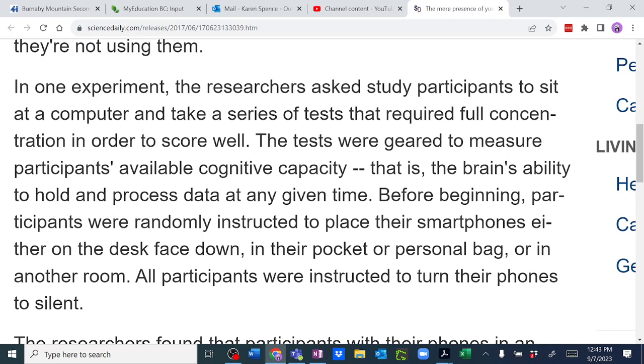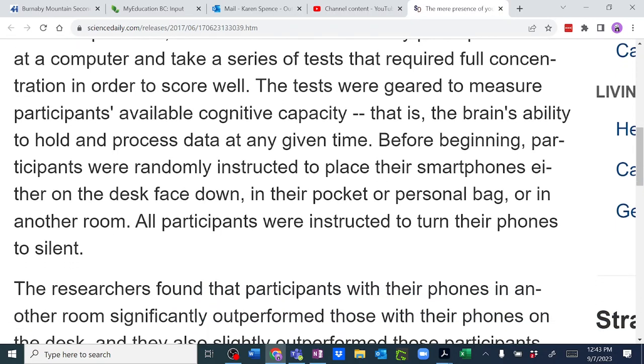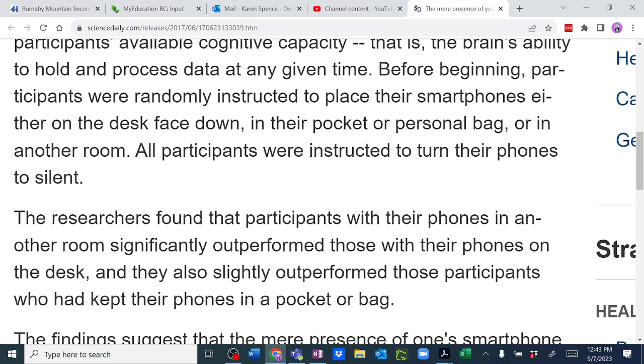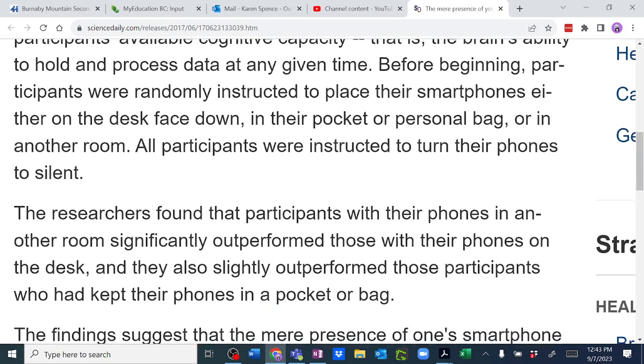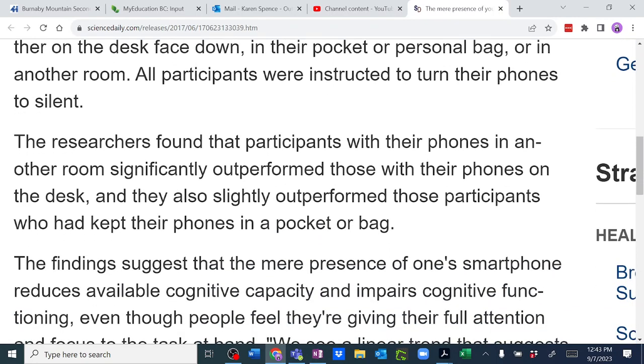Before beginning, participants put their phone either on the desk face down, or in their pocket or personal bag, or in another room. All participants were instructed to turn their phones to silent. The researchers found that the participants with their phones in another room significantly outperformed those with their phones on their desk, and they also slightly outperformed those who had it in their pocket or in a bag.